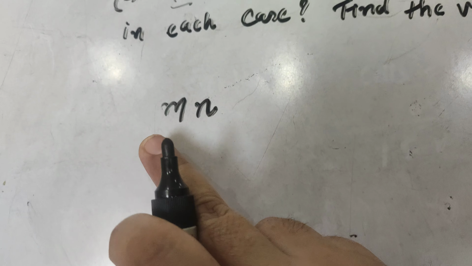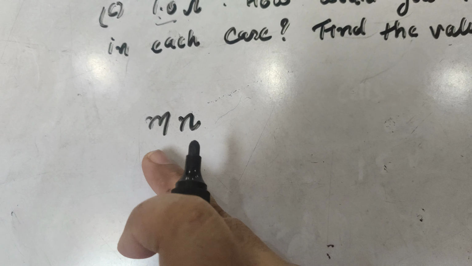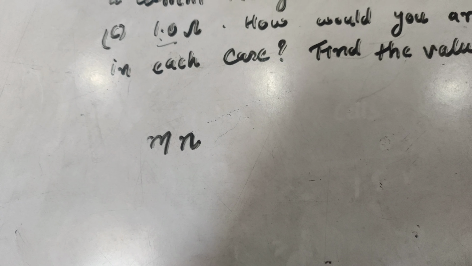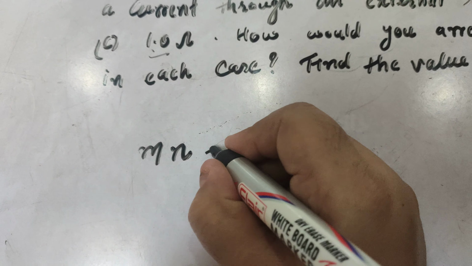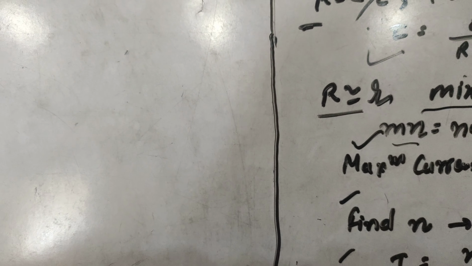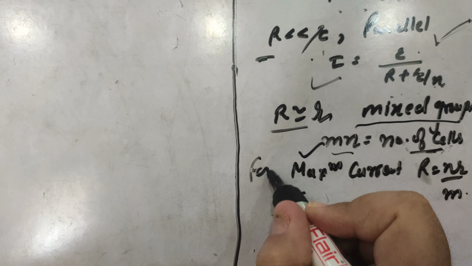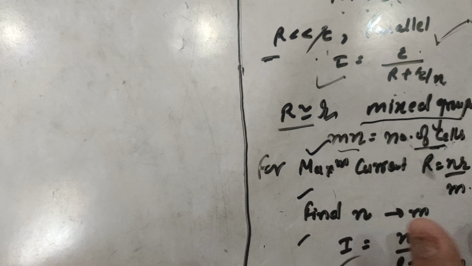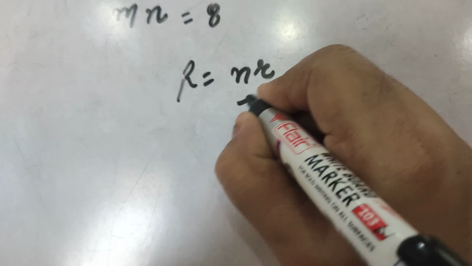Let me remind you, n is the number of cells connected in series, and m is the number of rows connected in parallel, each containing n cells in series. Now this m into n is equal to 8, the total number of cells. The second step is maximum current. For the maximum current, R is equal to nr by m, because in this case the resistance is almost equal. So R is equal to nr by m.